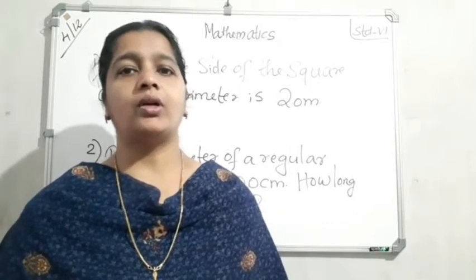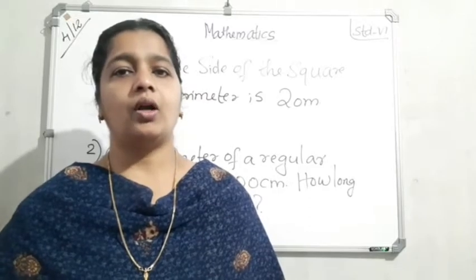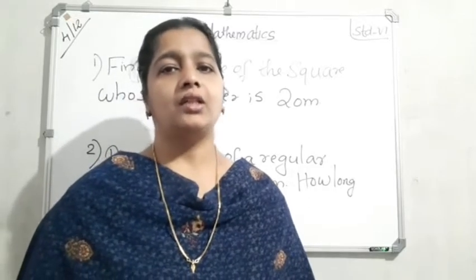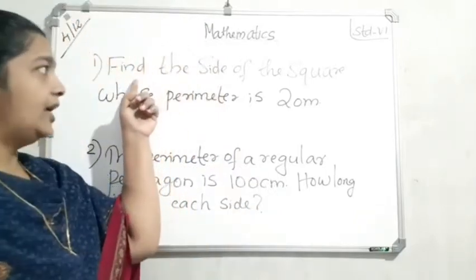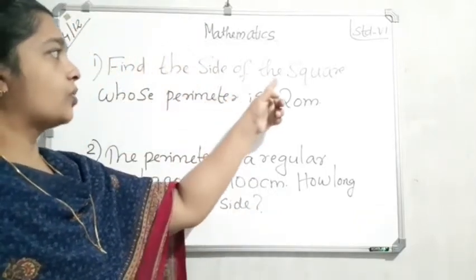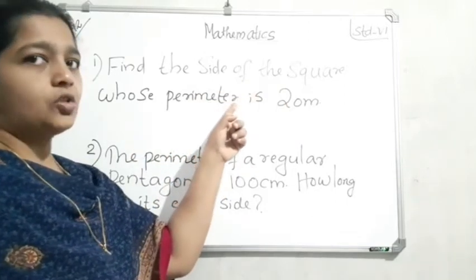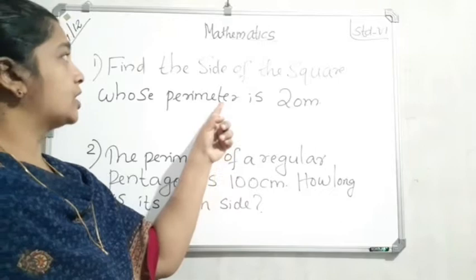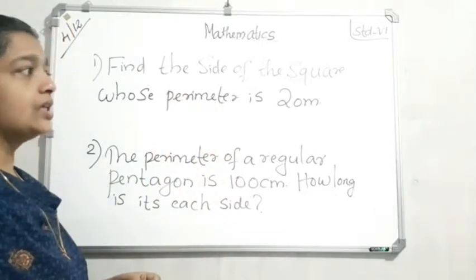So all of you open your notebook and textbook. Next question, write. Find the side of the square whose perimeter is 20 meter. Once more, find the side of the square whose perimeter is 20 meter.